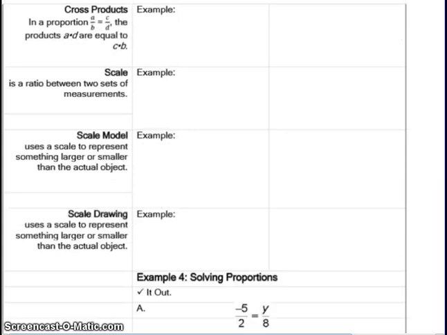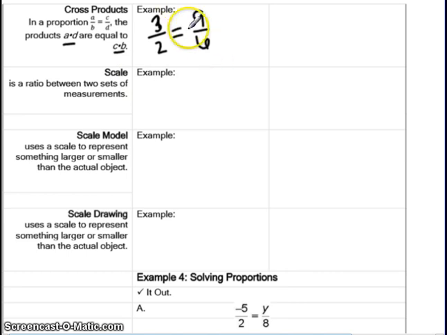Alright, cross products. In our proportion A over B equals C over D, the products AD are equal to CB. This is pretty much what we've already discussed. I gave you a problem a while ago, like, what did I say? I think it was 3 halves is equal to 9 over 6. That's what this is saying. A over B and C over D, if you use your cross products, AD, because they're diagonal, and CB are going to be equal to each other.